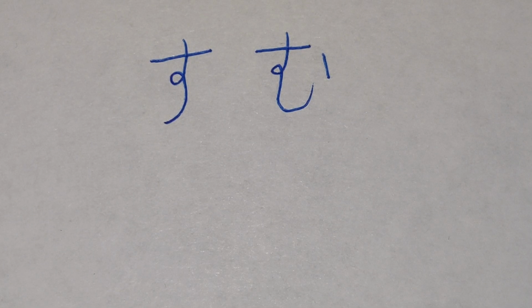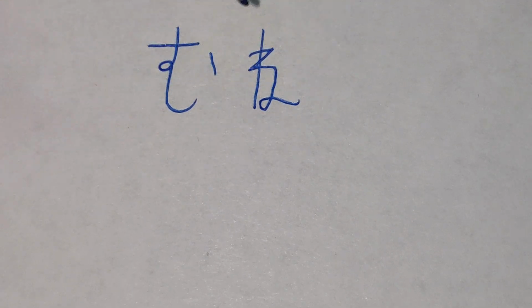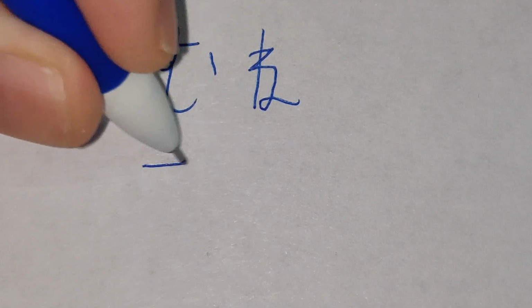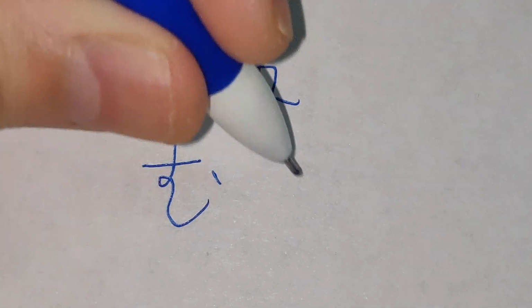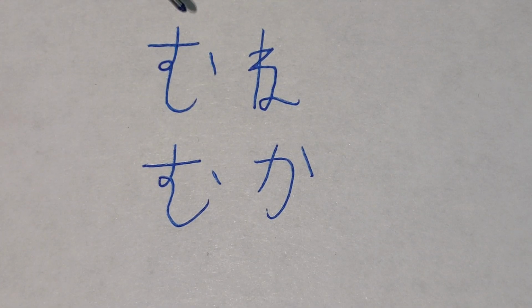Here are a few examples. Mune means chest, and muka means toward. Mune, muka.